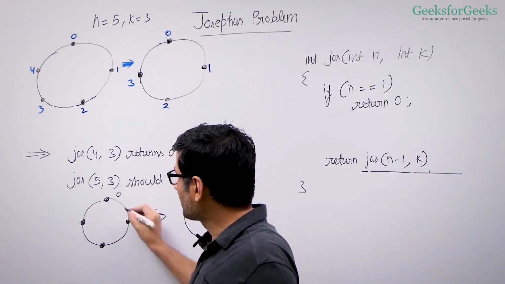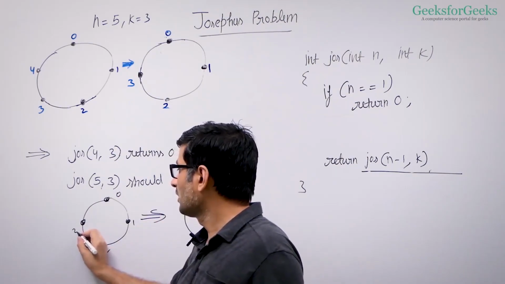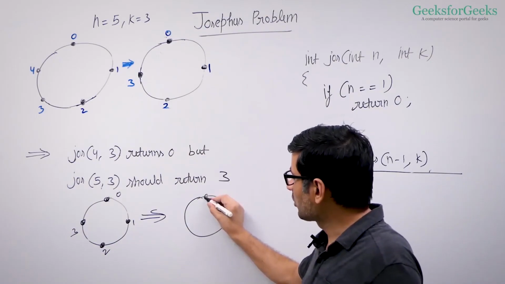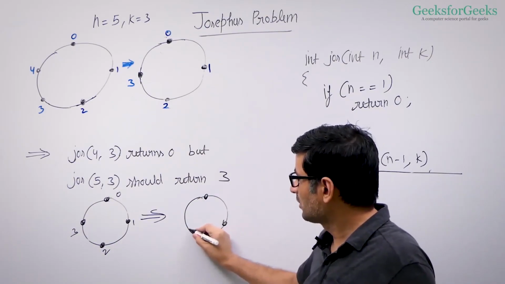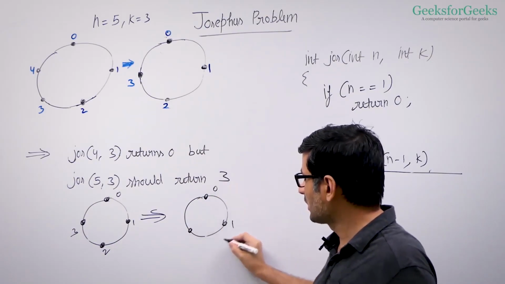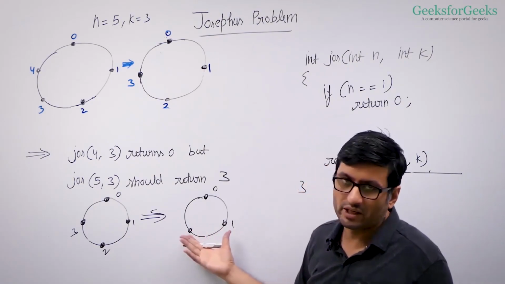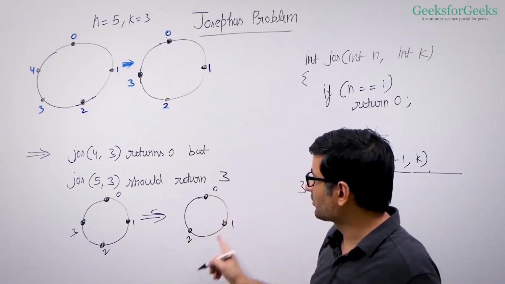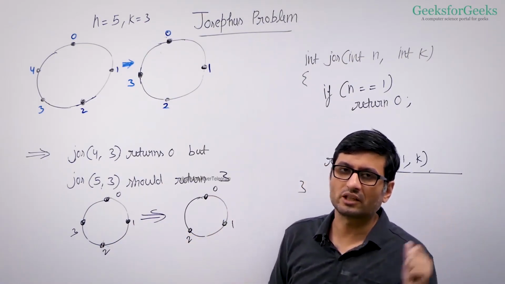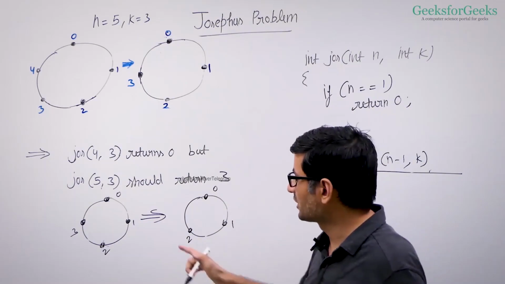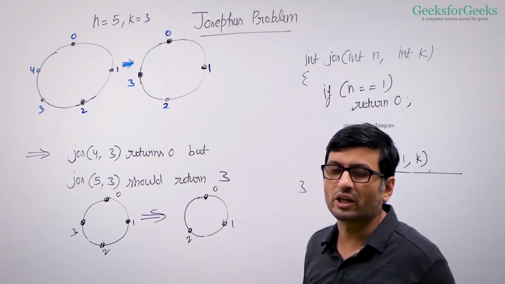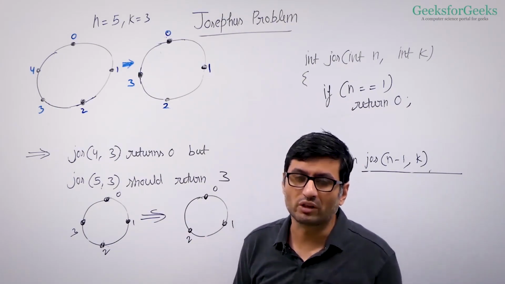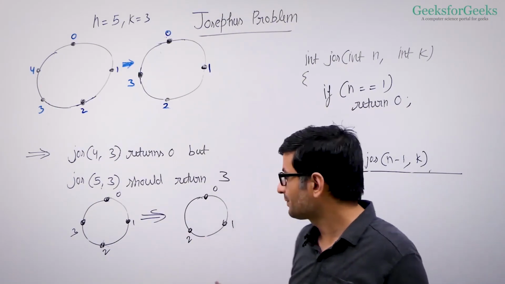And what happened in 4, 3? Our output was 0. What does 3, 3 return? Let's solve it for 3, 3. It is 0, 1, 2, right? So I'm considering independent calls. I'm not killing and then making a circle of 0, 1, 3, because this recursion runs independently. We just need to find the relation between the value returned by the recursive call and the actual return value to be returned as an output.